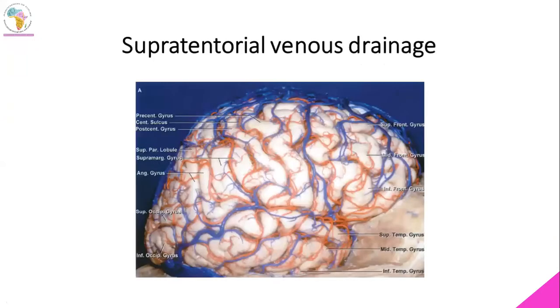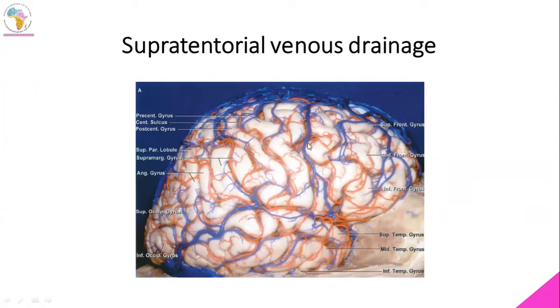So let us start. From this image, we can see the lateral surface of the brain, and you can appreciate that the cortical veins run over the surface of the brain in different directions. In this image, you can appreciate that the arteries, namely the branches of the middle cerebral artery, usually go deep inside the sulci of the brain, while the veins usually run superficially over those sulci.